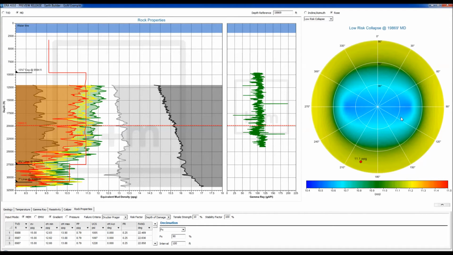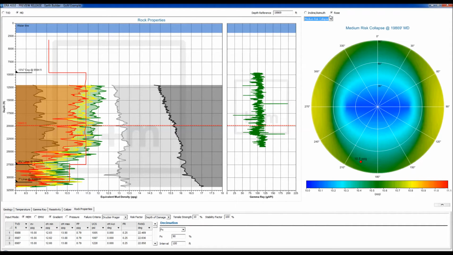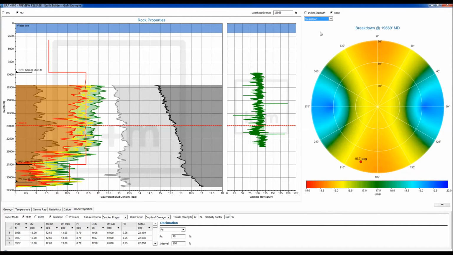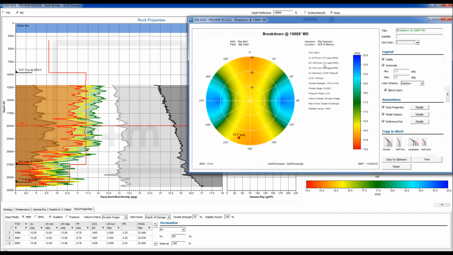And I can change what I'm viewing here with this drop-down box. This is the low-risk collapse polar plot, but I could also look at medium risk, high risk, and of course my breakdown pressure, all of which are sensitive to inclination and azimuth. So quite useful. If I double-click on the plot, I pull up here an engineering-style report plot that can be copied to my clipboard and pasted into a document if that's what I want to do with it.